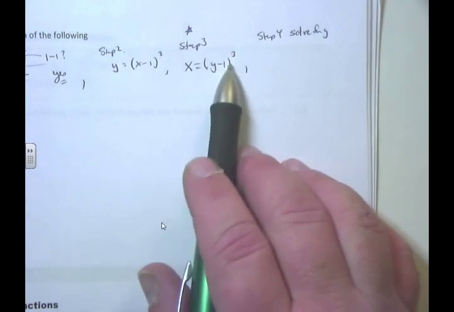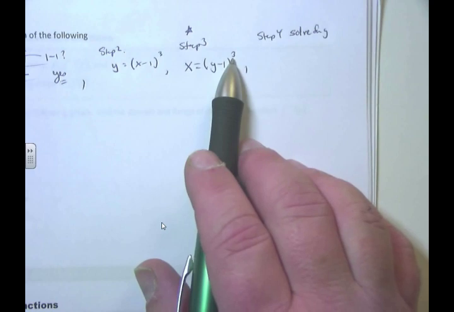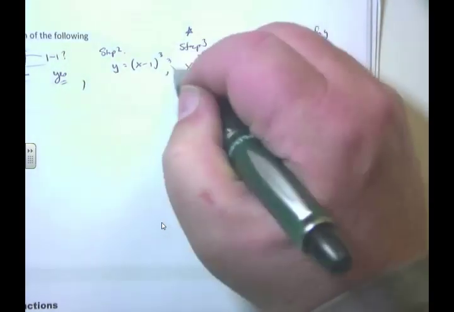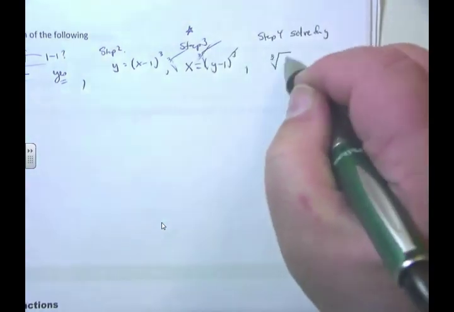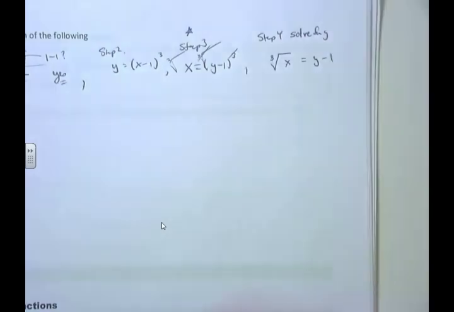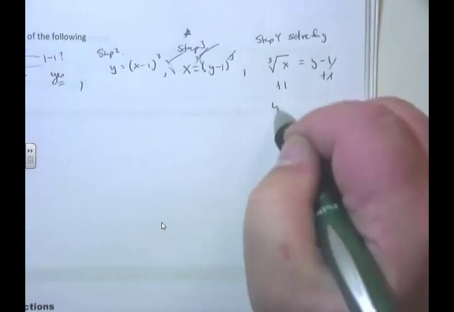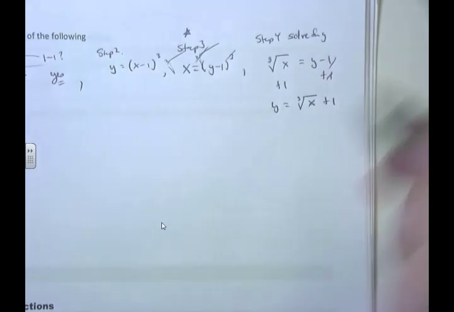I want to get y by himself. I could fold this thing out, but cubic, that's just going to make it even nastier. I want to get y by itself. So in other words, I want to kill off this cube. What kills off cubes? Take the cube root of both sides. This will end up canceling, leaving me with the cube root of x equals y minus 1. Now, solve for y. What would you do? Add 1 to both sides. So y is equal to the cube root of x plus 1.